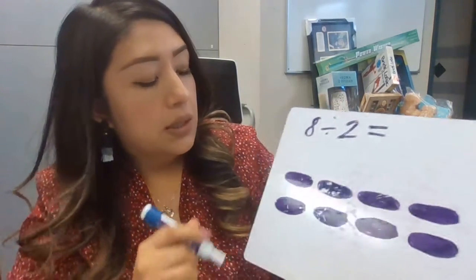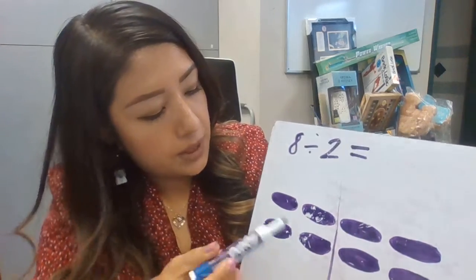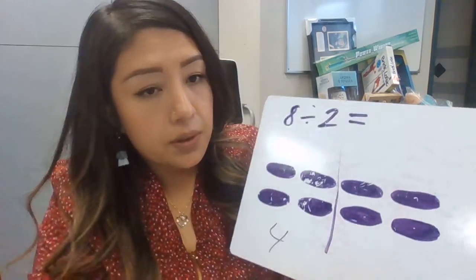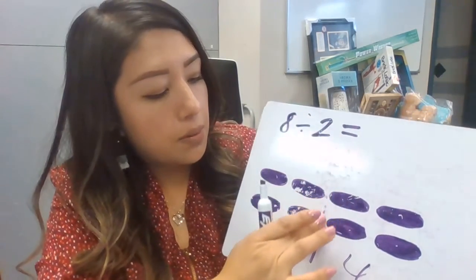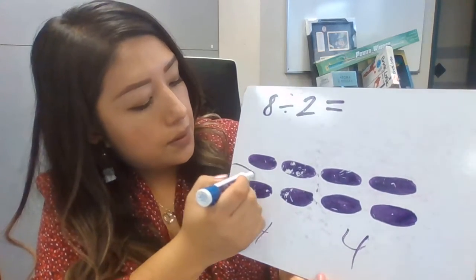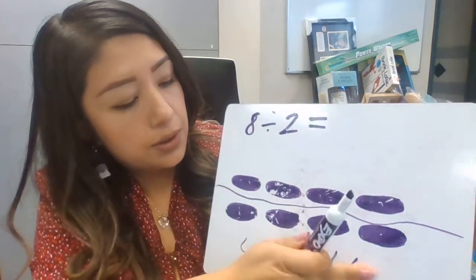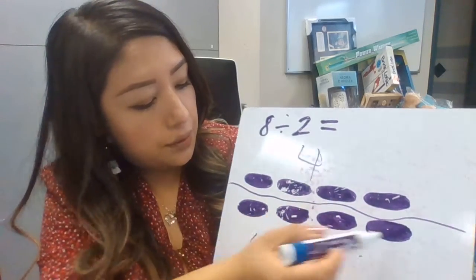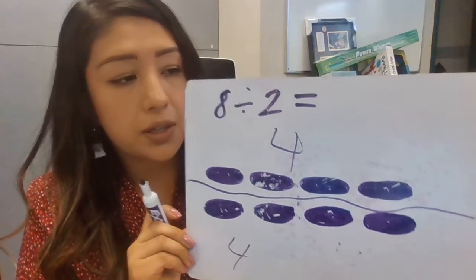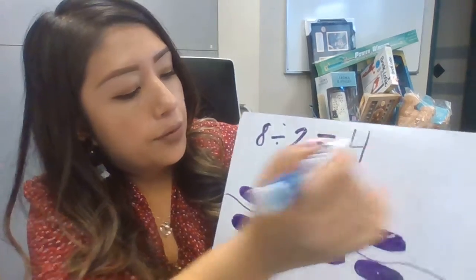So we can literally put a line down the middle, and we can count 1, 2, 3, 4, 4 on this side, 1, 2, 3, 4, 4 on this side. You can do it like that, or the opposite way, a line down this way. Again, 1, 2, 3, 4. So we have 4 ovals up top, and then 1, 2, 3, 4, 4 ovals at the bottom. So 8 divided by 2 would be 4.